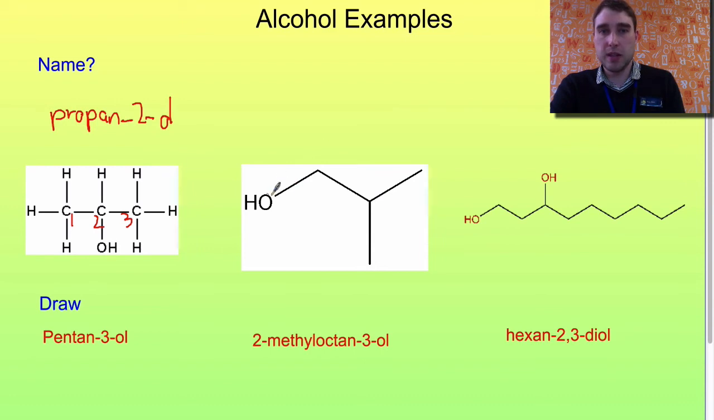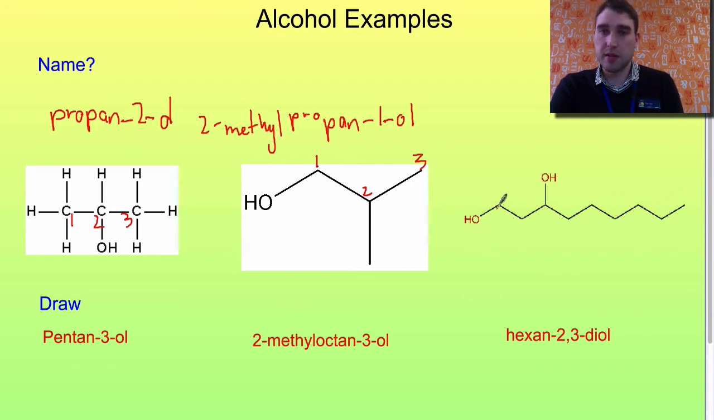Look at this one here. There's no carbon here, so we start numbering from there. 1, 2, 3. I could call this one 3 if I wanted to. It doesn't make a difference. So again, we've got a propane, and the hydroxyl group is on carbon 1, so propan-1-ol. But we've got this methyl side chain here, and that's on carbon 2, so 2-methylpropan-1-ol.